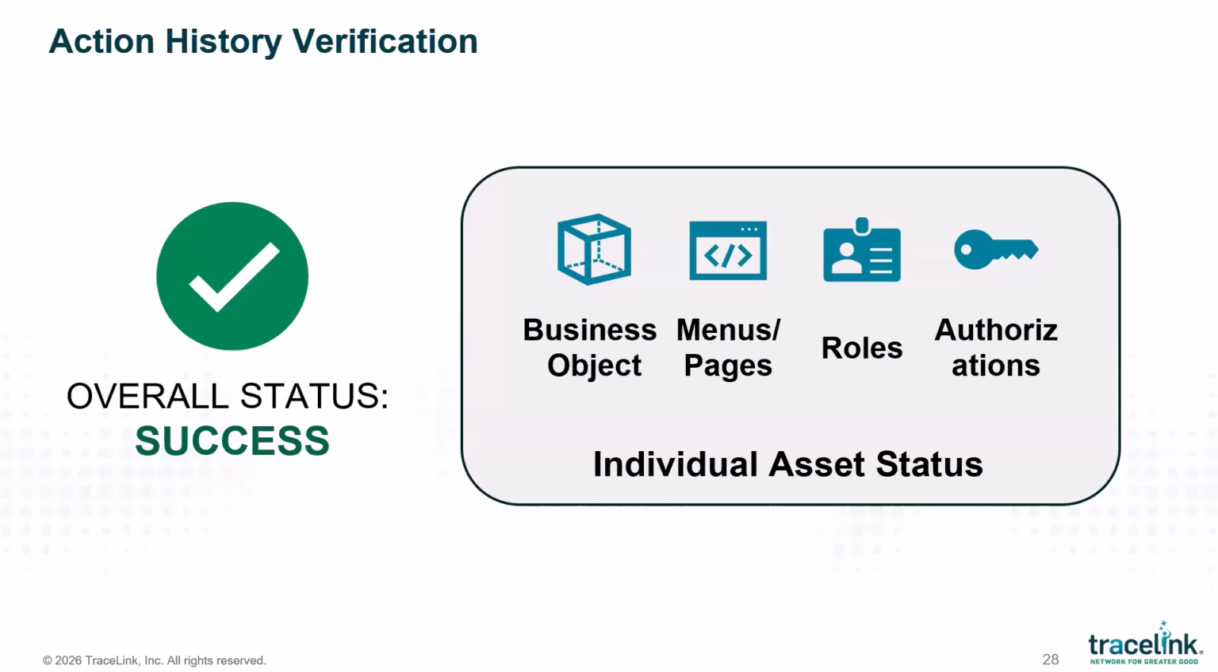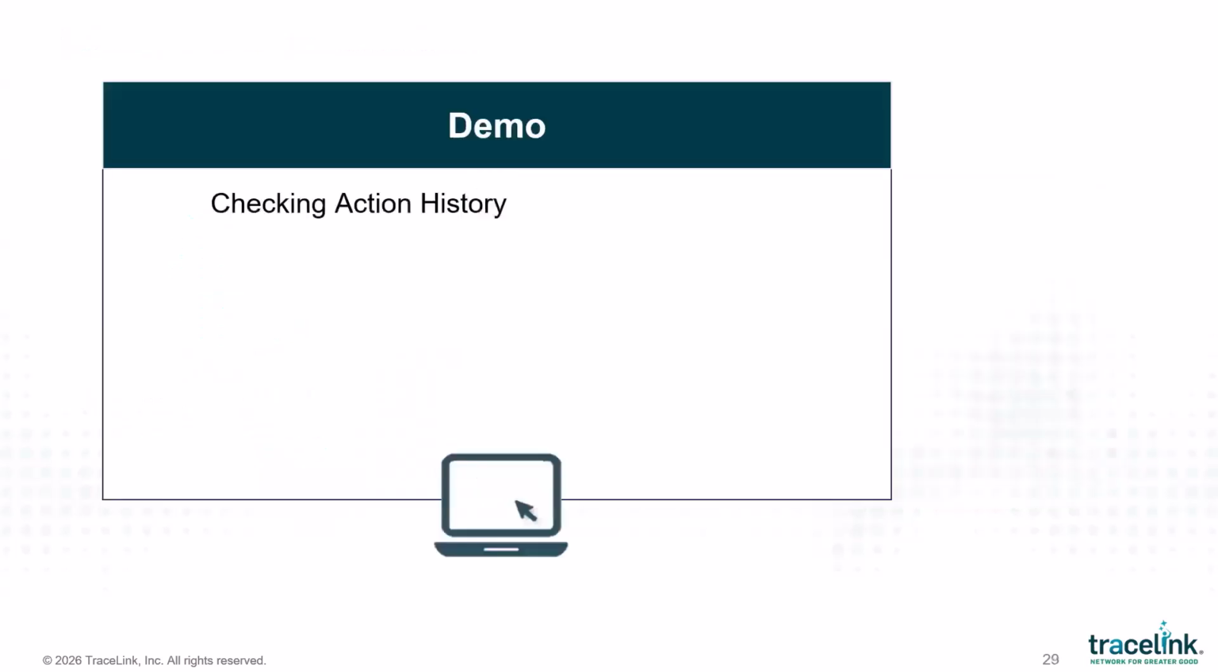Some operations may take time depending on the size or complexity of the solution. Action history helps you monitor that progress and confirm completion before moving forward. In the context of lifecycle management, action history ensures that version creation or state transitions have completed successfully. It provides clear confirmation before progressing the solution further. So let's now take a look at how to check action history in the system.